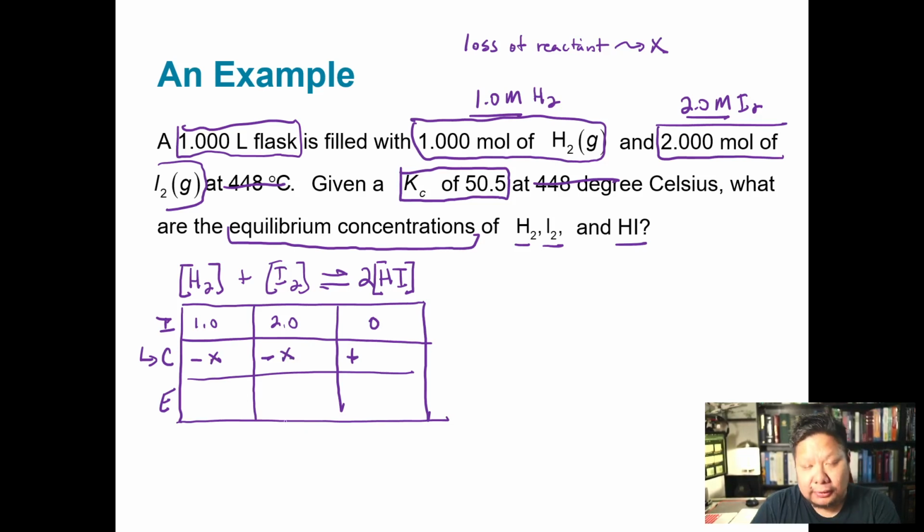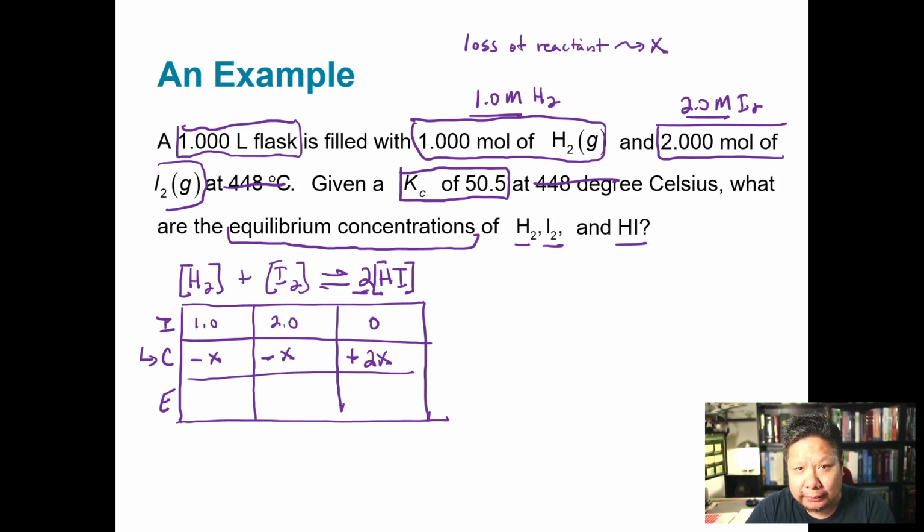We lose X as well for I2 in the reaction towards equilibrium. But we gain X, right, for the product. Is it just X, though? No, it's not just X, because remember, we have a 2 here for the coefficient. So it's not just X, it's actually 2X. This is great, because now we have the second row filled out.